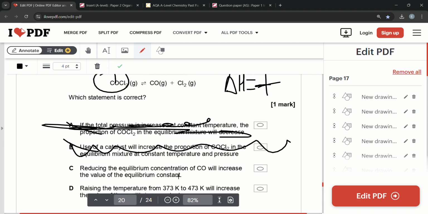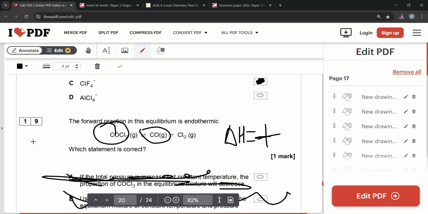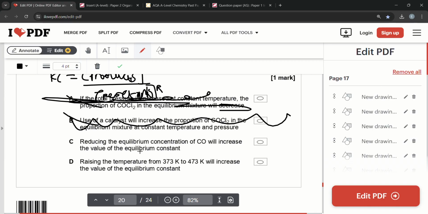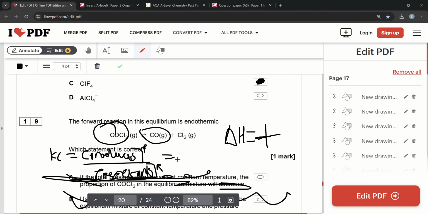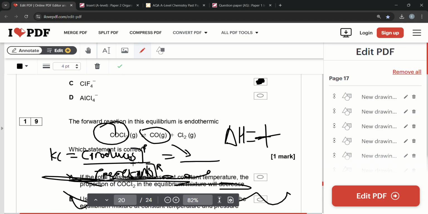Reducing the equilibrium concentration of CO will increase the value of the equilibrium constant. What is the equilibrium constant? Kc is products to the power of P over reactants to the power of R. And if I'm reducing the equilibrium concentration of CO, that's a product. So I'm going to have a smaller total number of products, but I'm going to have the same number of reactants. What will happen to the value? It's saying it will increase the value of the equilibrium constant.